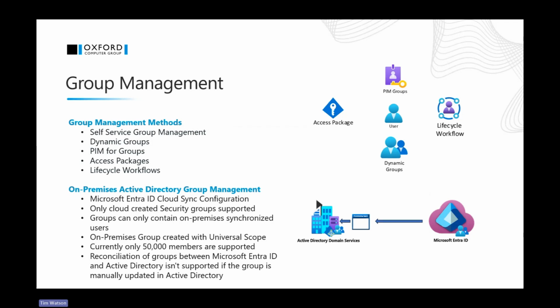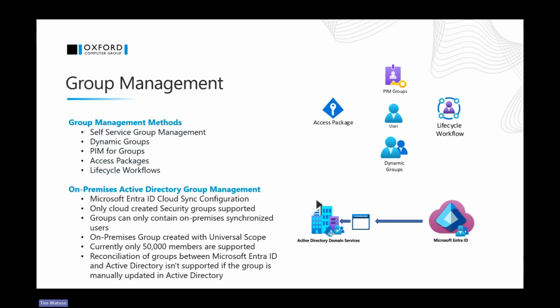That's where it's capped, the amount of memberships that you can write back. I would look at this space. It's going to grow. If you looked at the version of the public preview with Entra ID Connect, they were supporting up to 250,000. So I'm sure this number is going to go up. And the other thing to think about here is reconciliation of the groups. It's not supported.